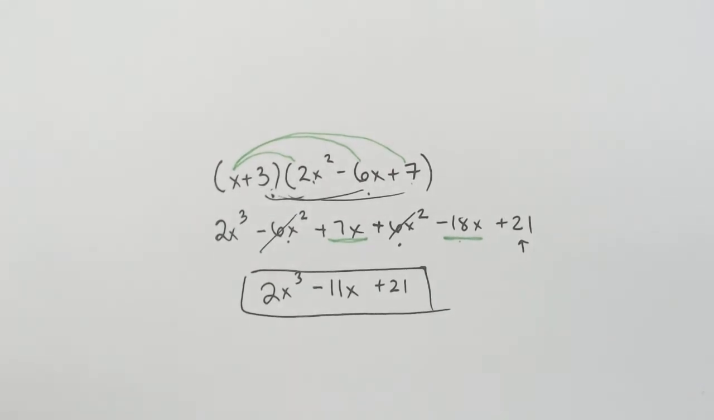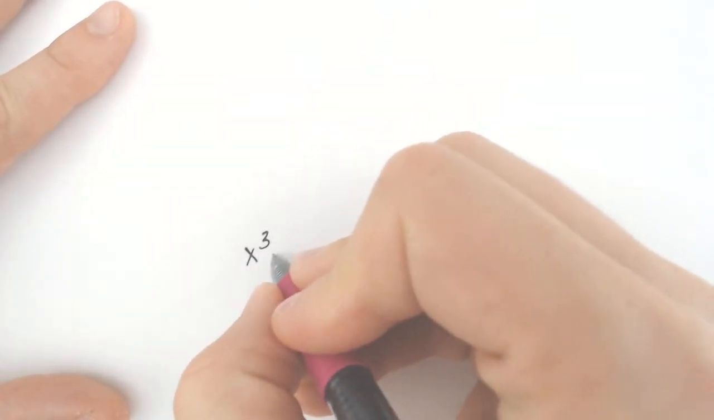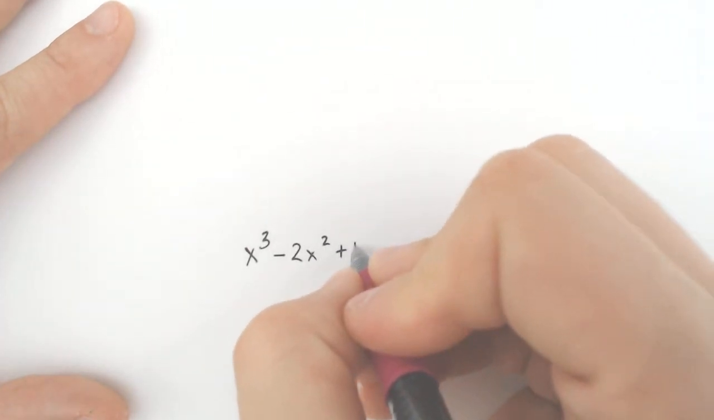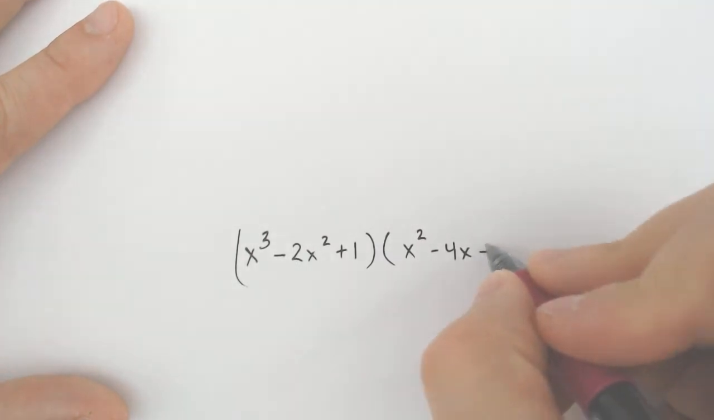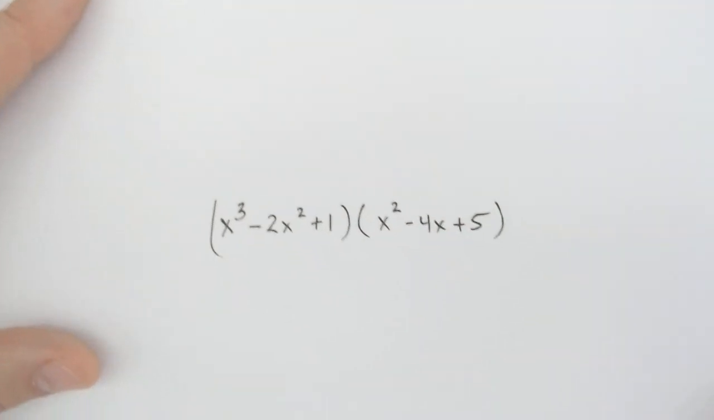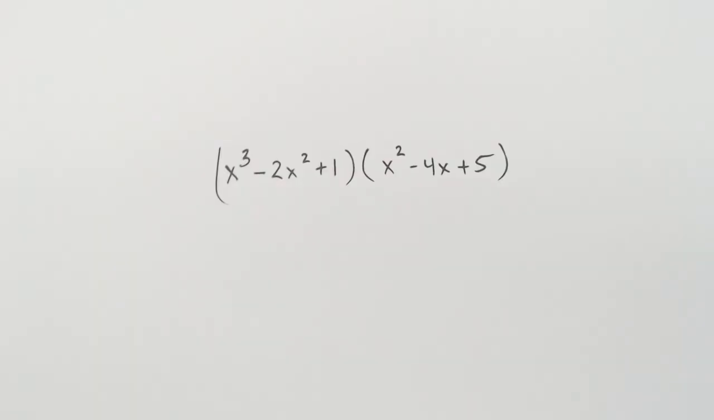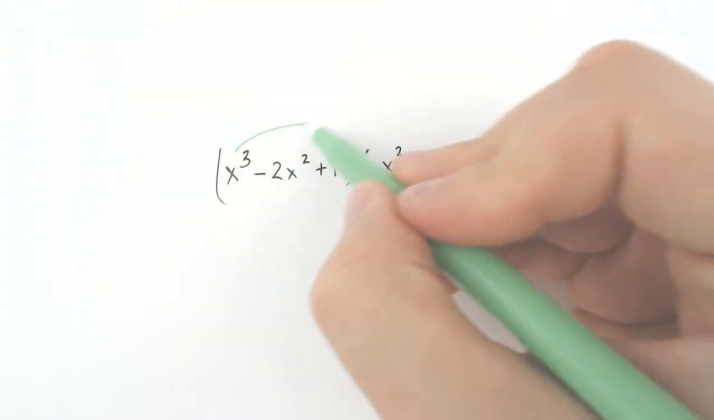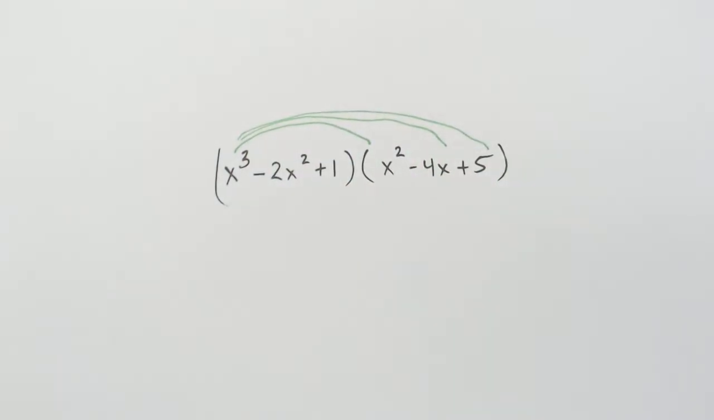It's just longer. So let's say we had x to the third minus 2x squared plus 1 times x squared minus 4x plus 5. So if you have 3 terms times 3 terms, you do not have to worry about the fact that this is skipping the x term. It's going straight from 2x squared to just 1. That part won't matter. But you will have to distribute the x to the third to all 3 terms. And then write them down.